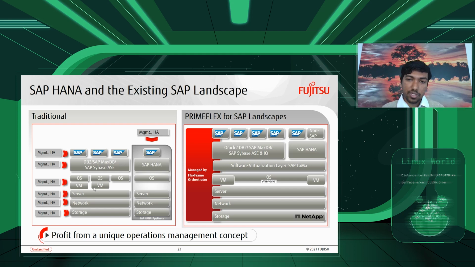And hence what Fujitsu has done in partnership with SAP and with NetApp, Fujitsu has developed a PrimeFlex for SAP landscape powered by FlexFrame Orchestrator, where you can have an end-to-end management solution which cuts across all of these layers, from the storage all the way up to the application, be it Oracle, DB2, or the HANA database. Effectively, you can even do this for non-SAP as well, but the solution comes pre-educated for SAP environments where it understands the architecture.